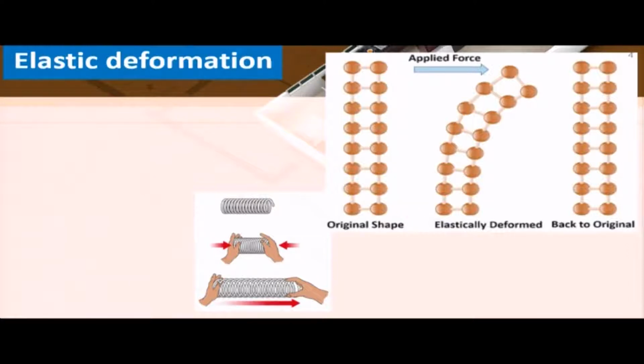From this diagram, we have a spring, and we are stretching it, but it is coming back to the normal size. And what is here is the same. Force is applied on this material, and it is elastically deformed. And here it is back to the original shape, original size.